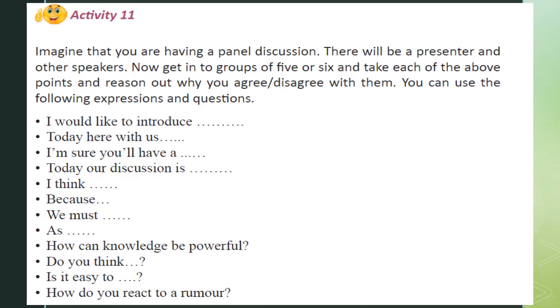Right, activity 11. Imagine that you are having a panel discussion. There will be a presenter and other speakers. Now get into groups of 5 or 6 and take each of the above points and reason out why you agree or disagree with them. You can use the following expressions and questions.